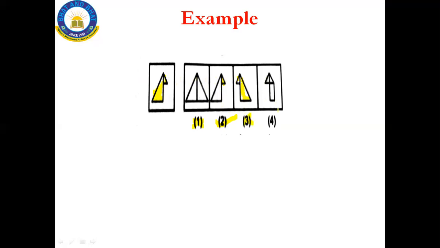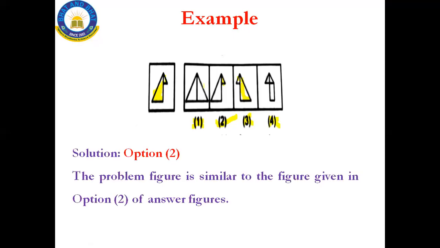The fourth one is not the answer because it has a different figure. So what is the correct answer here? Option 2. Option 2 is the correct answer. We have to find out the same similar figure. See, it consists of a triangle and then the small triangle. We have to find out the same question figure.